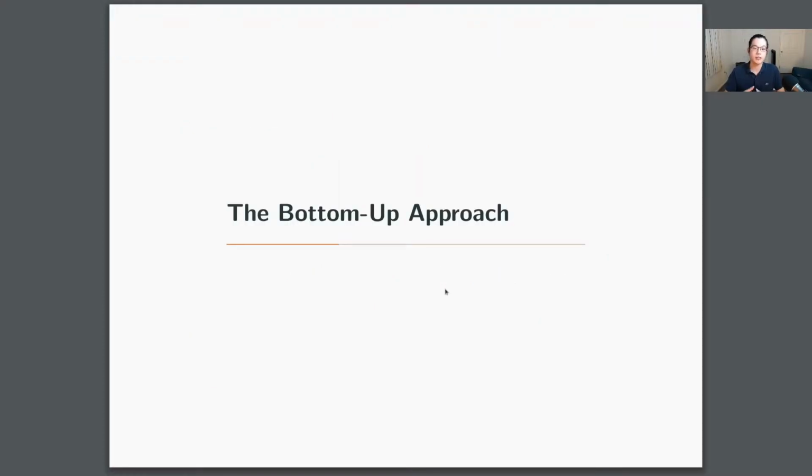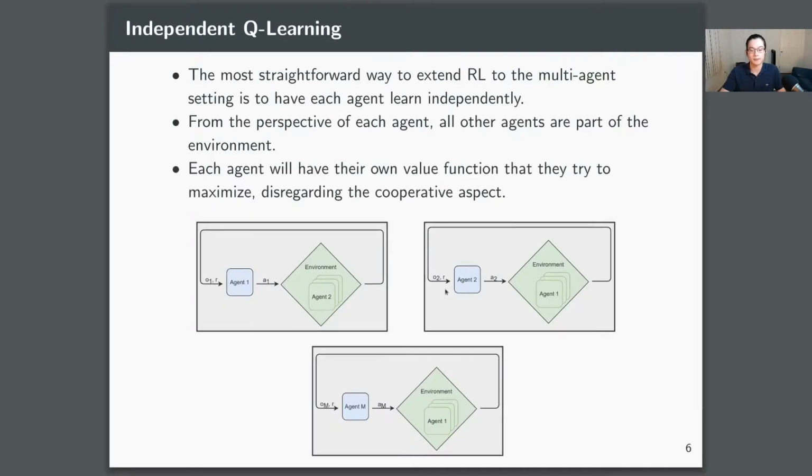The bottom-up approach. So now I'll be talking about a couple algorithms that can be categorized as the bottom-up approach to multi-agent reinforcement learning. Perhaps the most straightforward way to extend reinforcement learning to multi-agent reinforcement learning is to just basically have each agent learn independently.